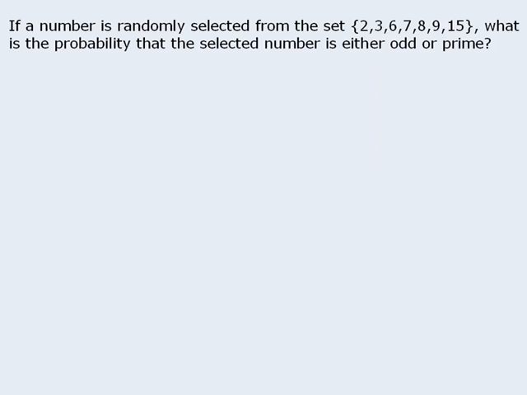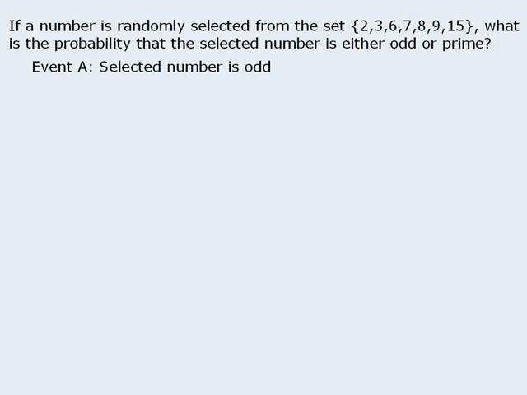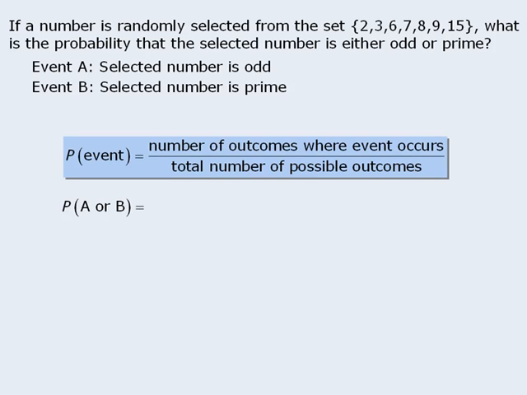For or questions, it will often be useful to identify the individual events involved. So for this question, we'll say that event A is the event that the selected number is odd, and event B is the event that the selected number is prime. We want to find the probability that event A or event B occurs. To solve this question, we'll use the probability formula. Later, we'll solve the same question using a new formula.